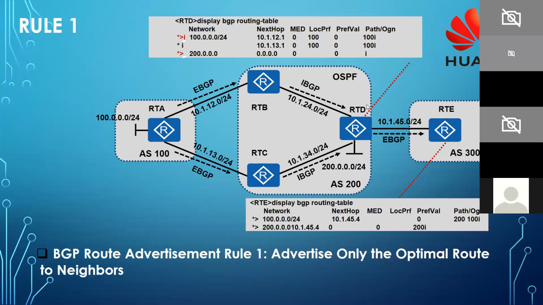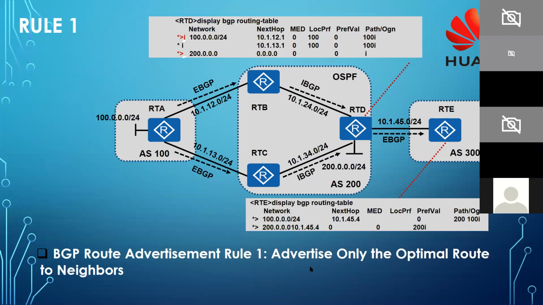So RTD has two routes. But when RTD sends the update to RTE, it will send only the best one. It will send only the route that has the star, the valid and the best. So this is the rule: BGP advertises only the best and optimal route.